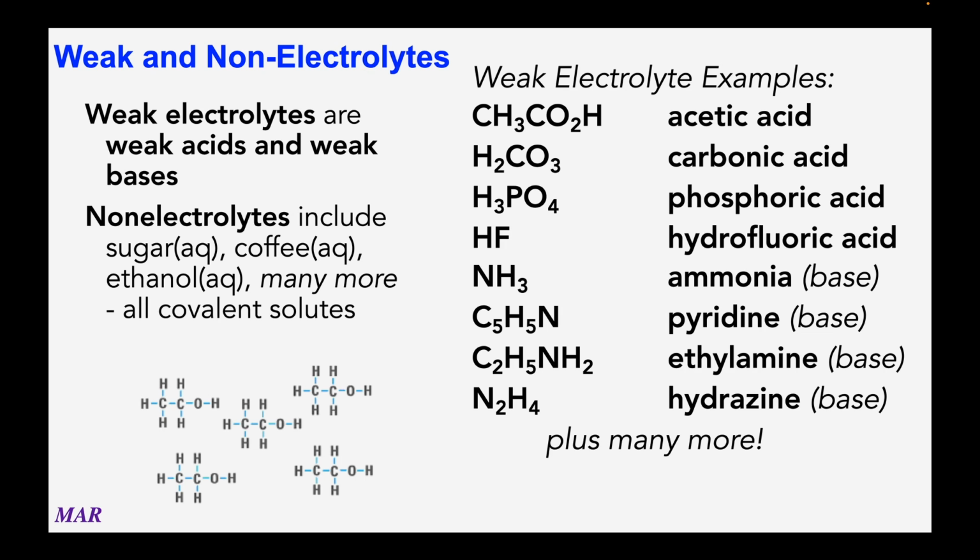Now, weak electrolytes are basically going to be weak acids and weak bases. And on the right-hand side there are several examples of both weak acids and weak bases. If you see an acid or a base and it's not one of the strong acids and strong bases, you can definitely assume in this class that it's going to be a weak acid or a weak base. And that means it's going to be a weak electrolyte.